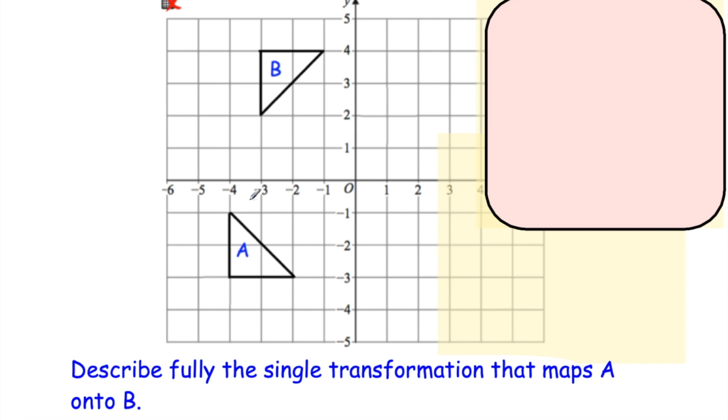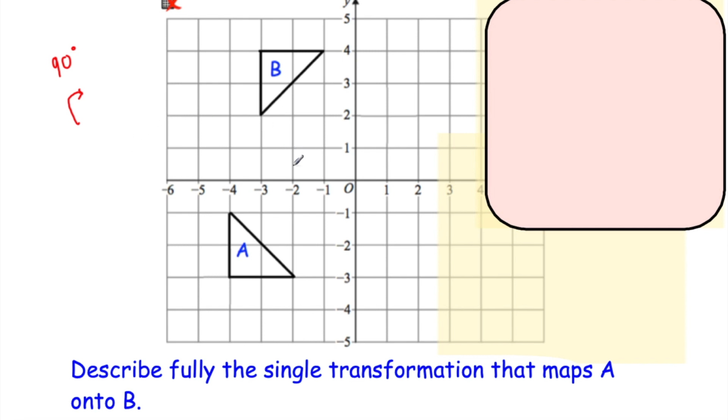And is it a rotation? Yeah, I think it is. To go from A to B, I think we're going to rotate A to get to B. I think it's going to be a 90 degrees rotation because if we think about it, the side of the triangle here of A is now the top and the bottom is now the left hand side. So I think it's going to be a rotation of 90 degrees clockwise. Well, we'll test that out with our tracing paper in a minute.